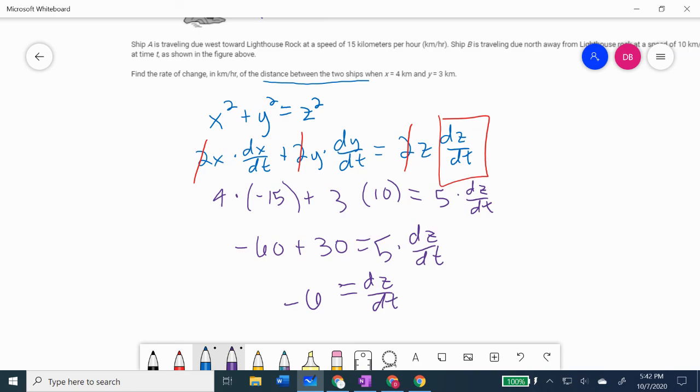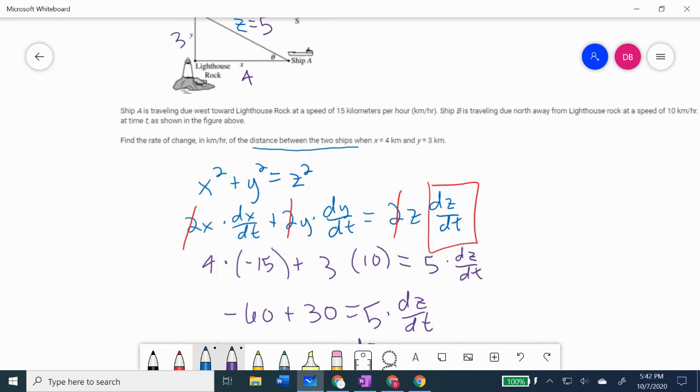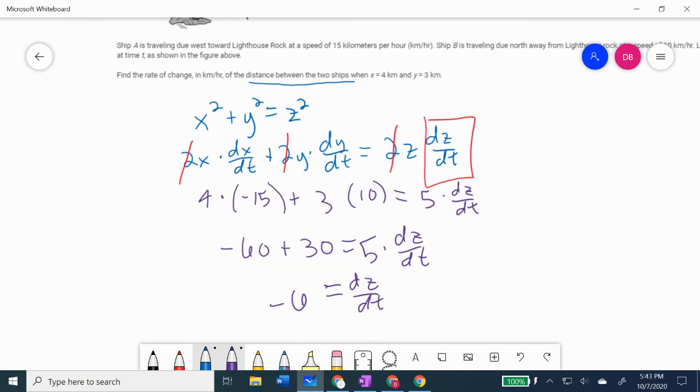So the rate at which that distance is changing is negative 6 kilometers per hour. Yay, I'm done.